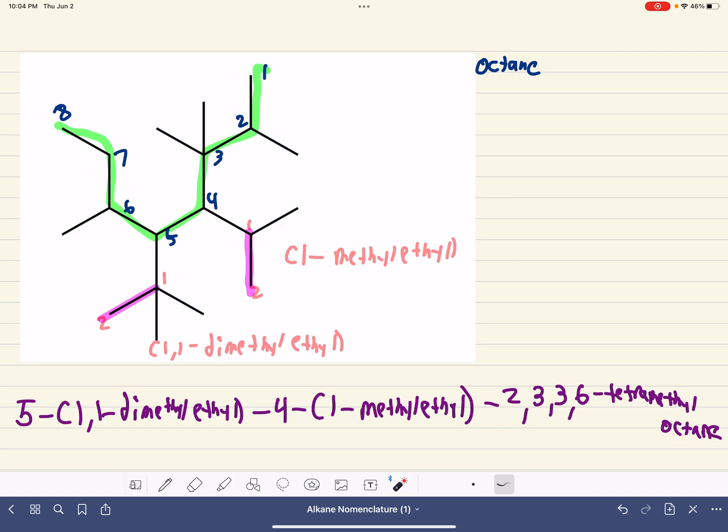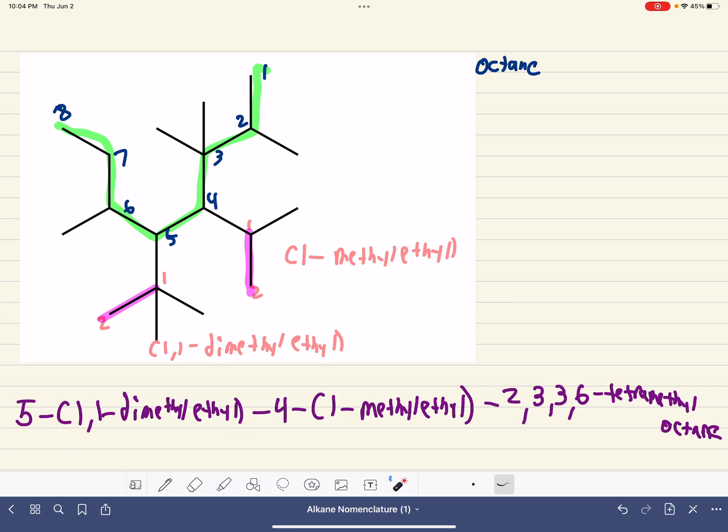When we do the alphabetization, the prefix is included, and that would win in this case. So the 5-(1,1-dimethylethyl) tells me I have this 1,1-dimethylethyl group off of carbon 5. Next, we would have a tie between the methyl in the complex substituent and the plain methyls, and the complex substituent always wins. So I put 4-(1-methylethyl). Notice the dashes in between all of these, and also the complex substituents are in parentheses always.